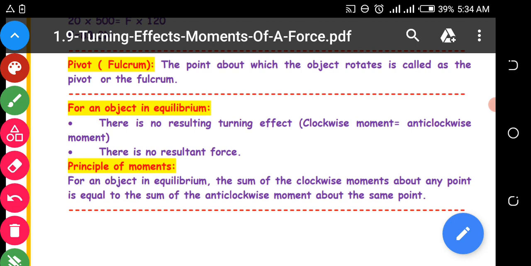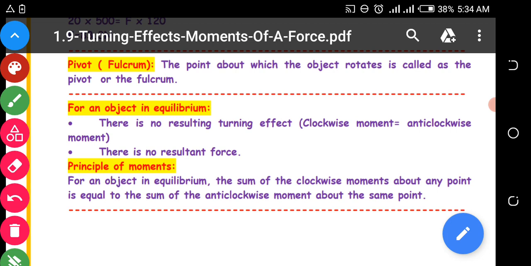So the theory of equilibrium simply tells us that for an object that is in equilibrium, there is no resultant force. I'll say that again. For an object that is in equilibrium, there is no resultant force. This is our theory of equilibrium.